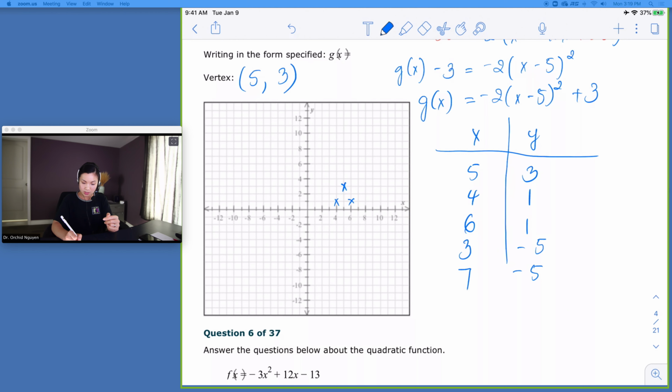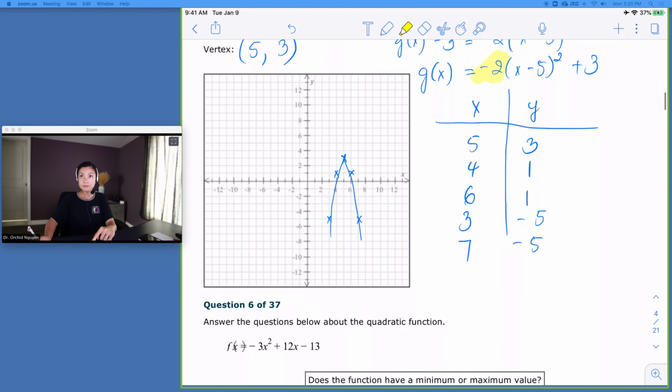Have you noticed that our parabola opens downward? That's because we have a negative a here. So that's why it opens downward. Okay?